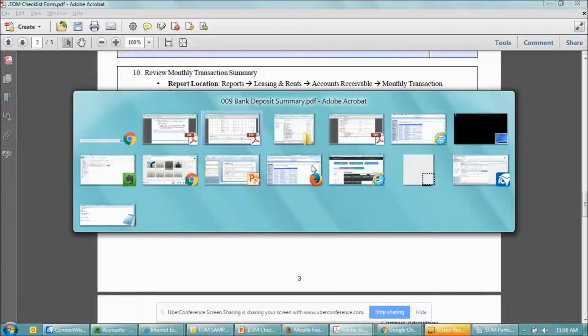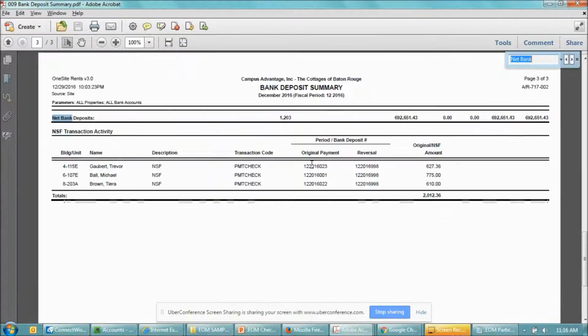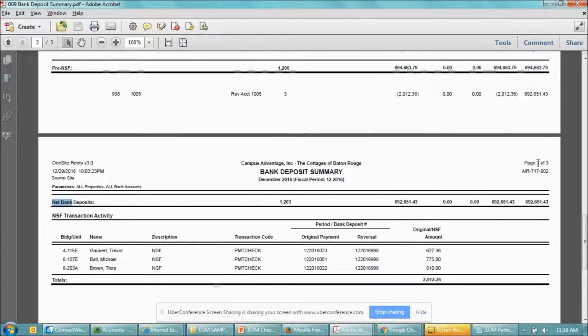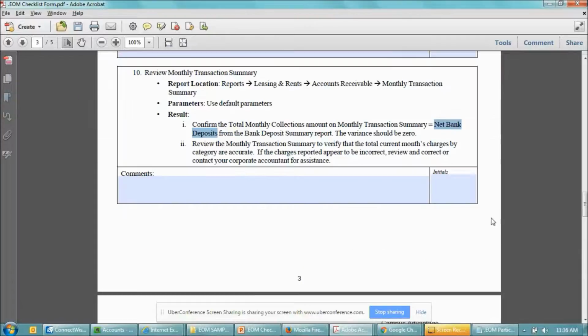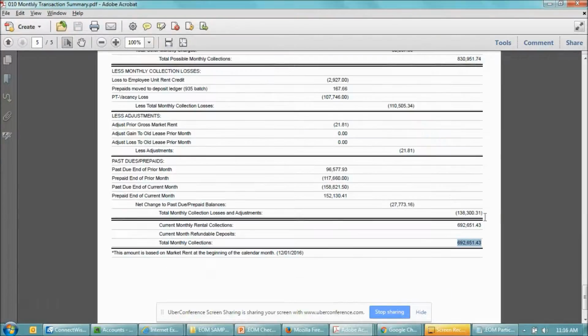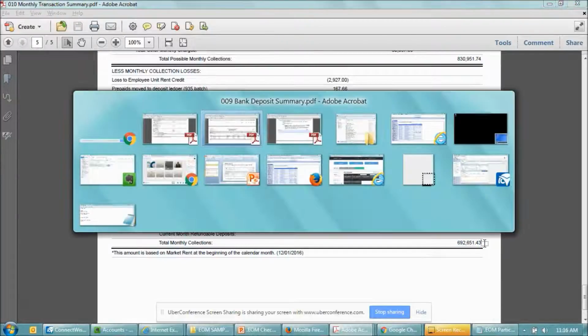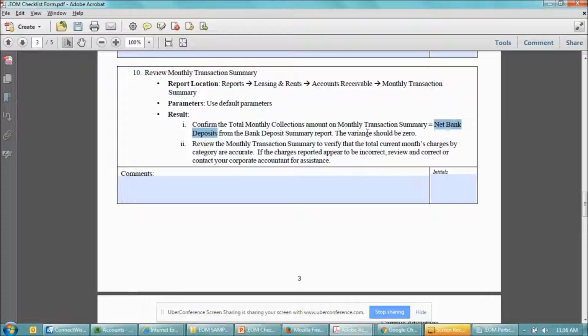So let me copy and paste that for extra lazy points. It's bank deposit summary. 69251.43. Not that. 695 blah blah blah 43. Perfect match. Love that. All right, so that is step number 1, is to confirm that those two do match and the variance should be 0.